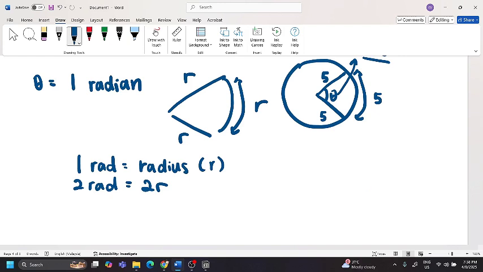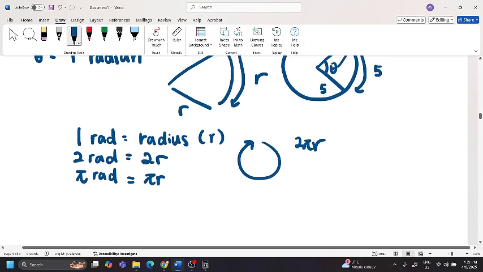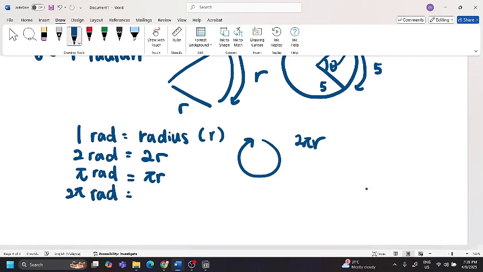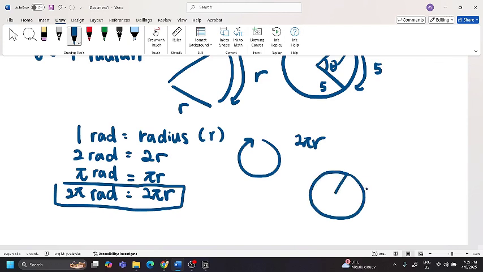But if I want to say the whole circle, how much should it be? If I say it's pi radian, it becomes pi r. For the whole circle, the circumference is how much? It's 2 pi r. So when the angle is 2 pi radian, it becomes 2 pi r. So what does this mean? This means that the angle for the whole circle is equal to 2 pi radian.